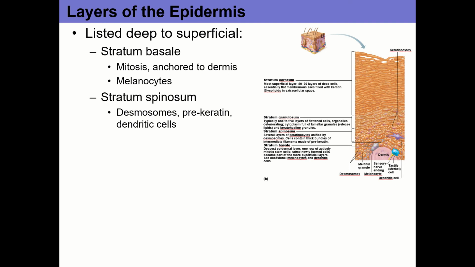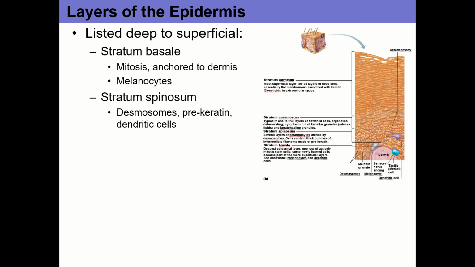If we move one more layer superficial, we move on to the stratum spinosum. This one's several cell layers thick, and that's where you start to see the keratinocytes really form those junctions with the nearby cells, with their neighbors. That's where they're going to start to form those desmosomes, which again is that Velcro-like connection between the cells. They're going to start generating pre-keratin that'll eventually become keratin.